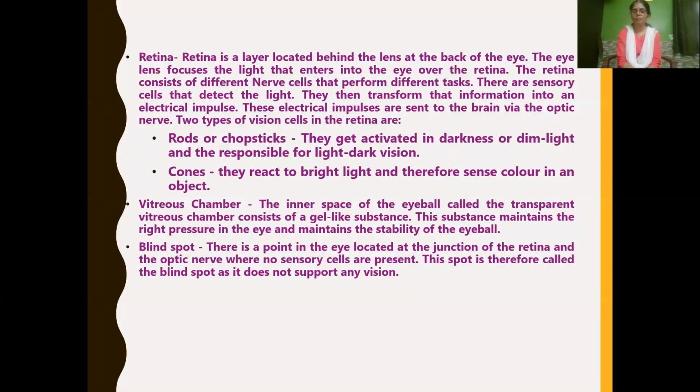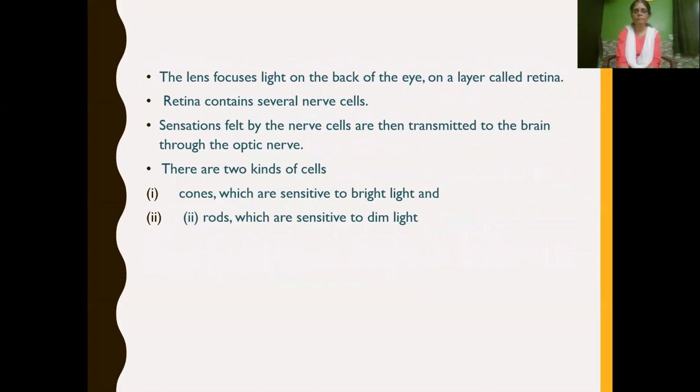That is, there is a point in the eye located at the junction, that is where the retina and the optic nerve meet. That point where no sensory cells are present, this junction is therefore called blind spot because it doesn't contain any sensory cells. So if sensory cells are not there, it doesn't support any vision.